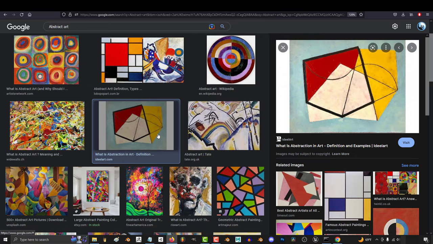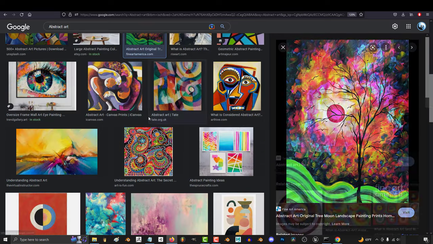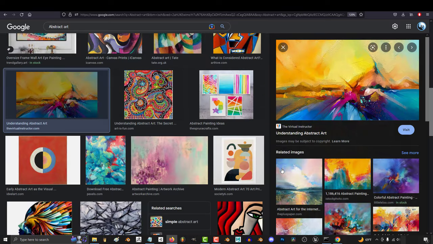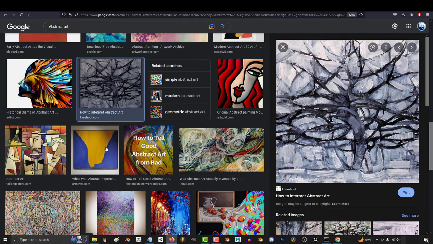And finally, we have abstract. This is the kind of art that you think is dumb when you're a kid, but as you get older, you really appreciate. Abstract art is when you try and convey an idea without drawing the idea directly.